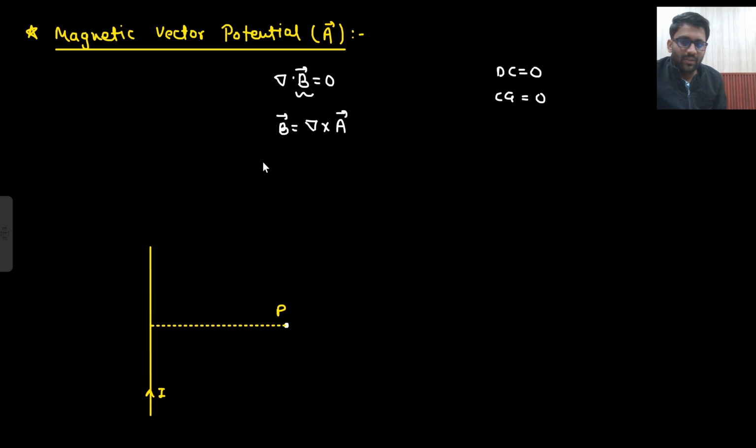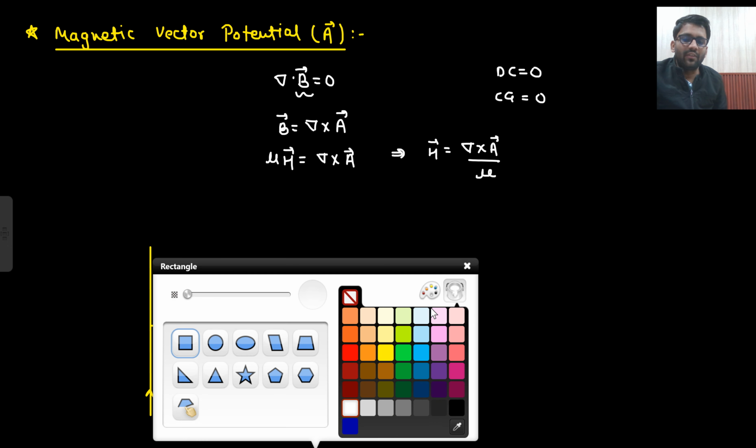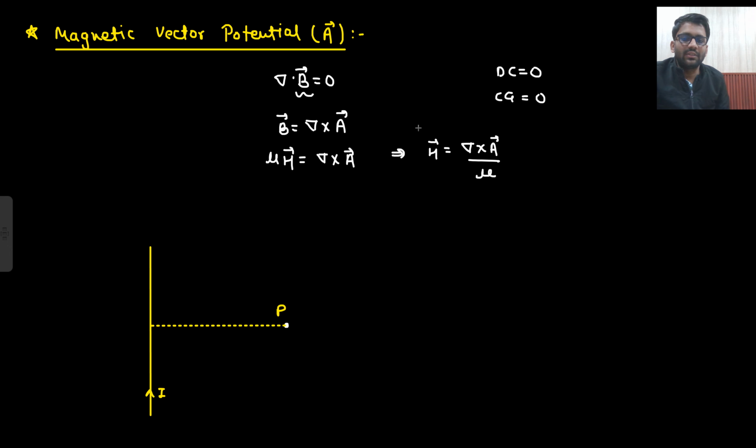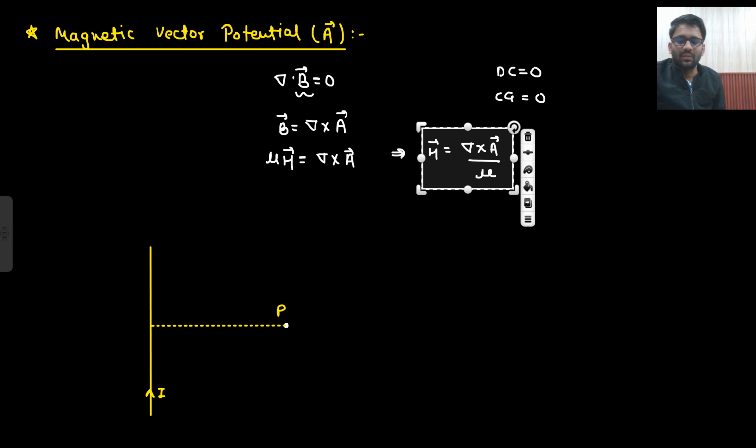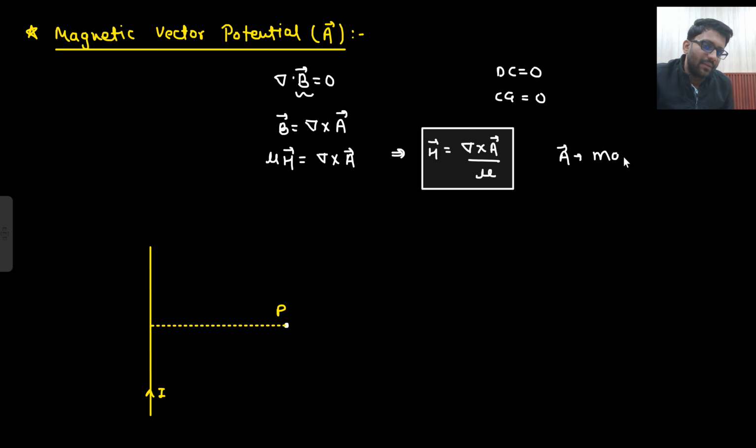Better, what I should write is B is equal to mu H. So from here, H is equal to del cross A divided by mu. This will be used in our derivations. Where A is the magnetic vector potential.